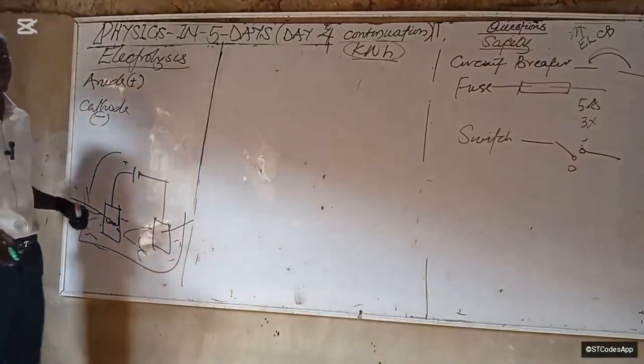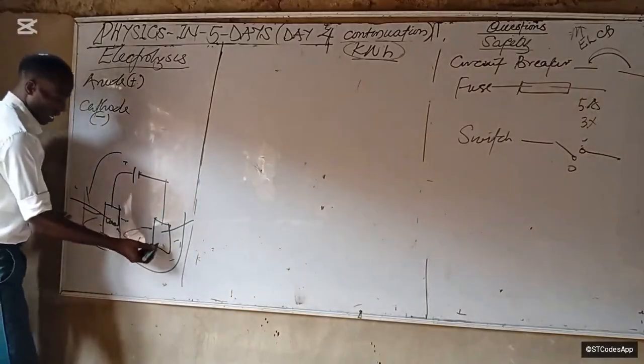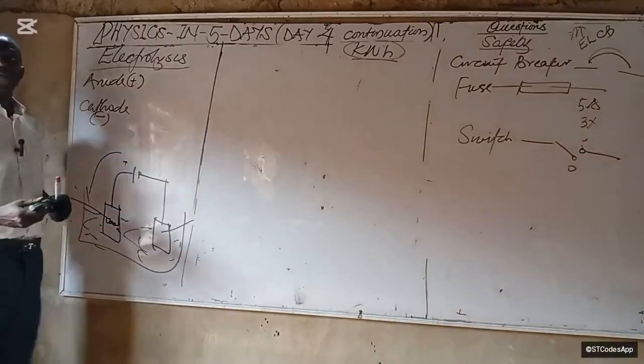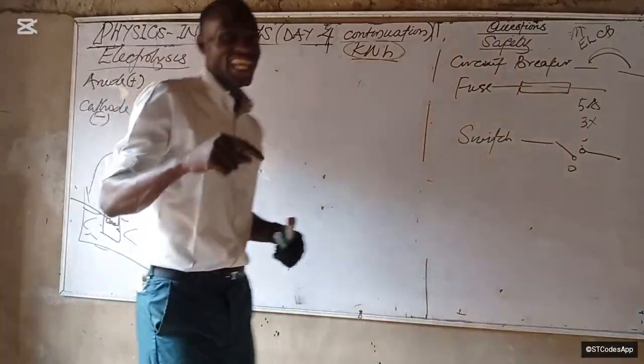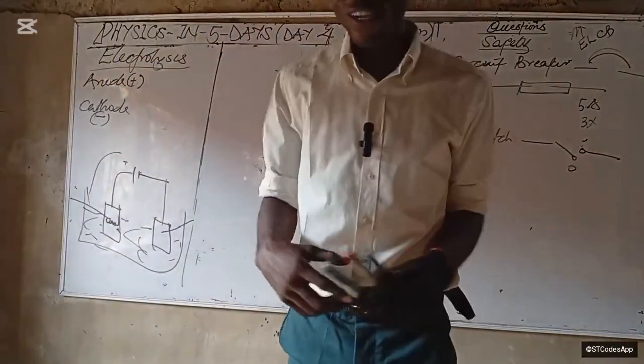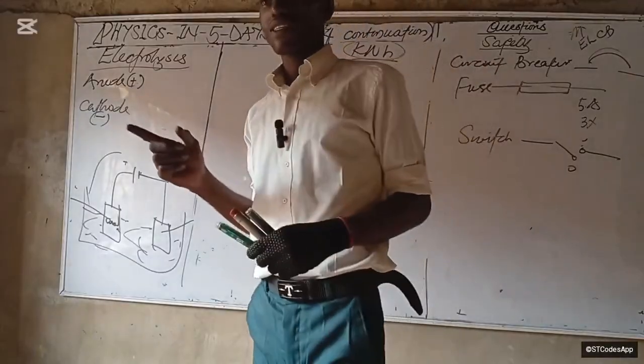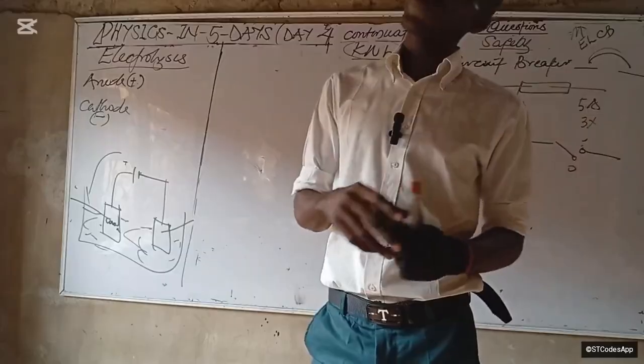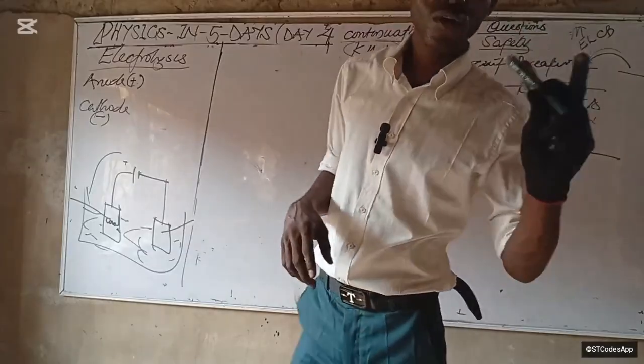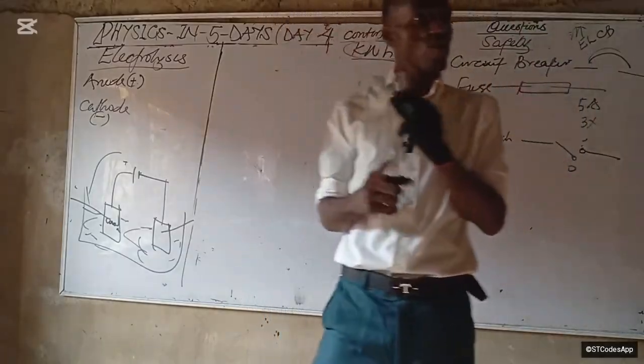So now we have 2 types. There are 2 plates that are drawn there. You can see 2 plates there, the anode and the cathode. So the one that is connected to the positive end of the battery or of the cell is the anode. Then the one that is connected to the negative end is going to be the cathode.